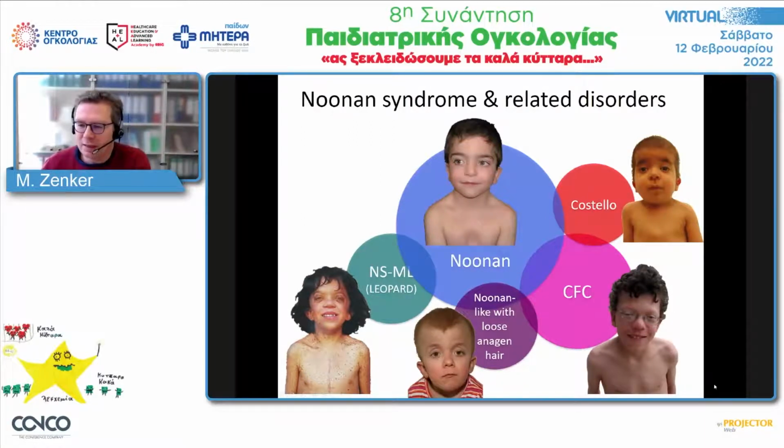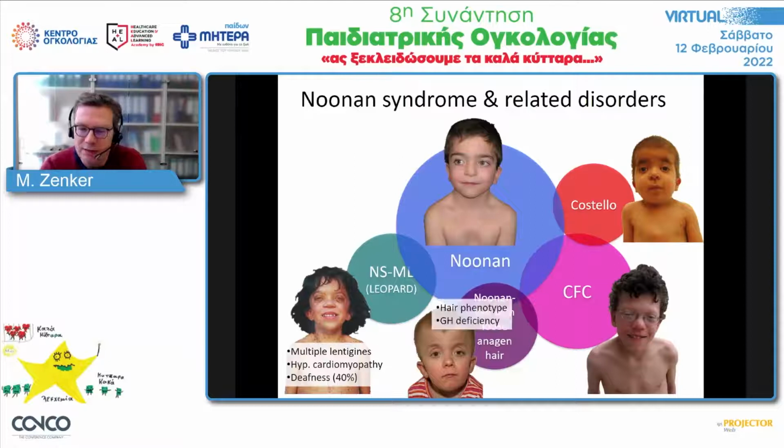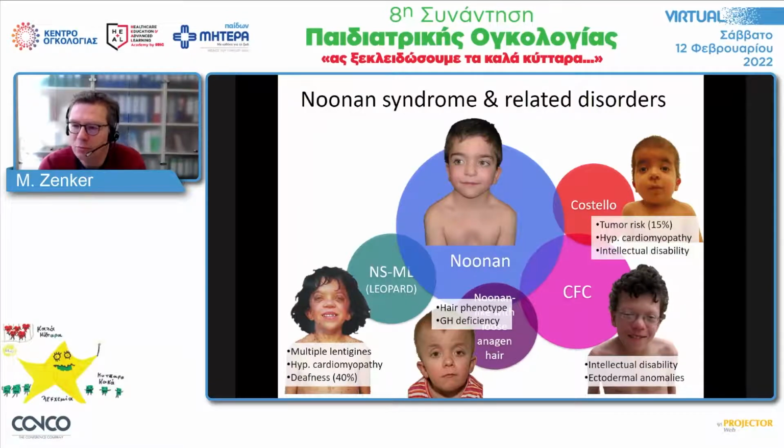I mentioned already these other conditions that overlap with Noonan syndrome, but have distinct signs and features, like the multiple lentigines in Leopard syndrome, together with hypertrophic cardiomyopathy, which is quite frequent in this condition, and deafness. The Noonan syndrome with loose anagen hair has a very characteristic hair phenotype and often growth hormone deficiency. Intellectual disability and ectodermal anomalies are the hallmarks of CFC, and also Costello patients have more intellectual impairment than Noonan, and they have, in particular, a relatively high tumor risk of childhood tumors of 15 to 20%.